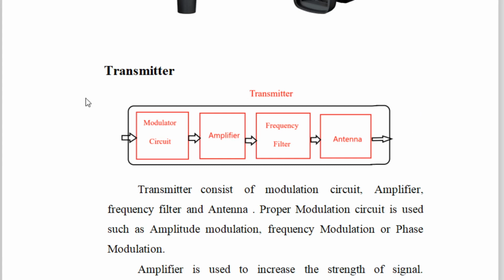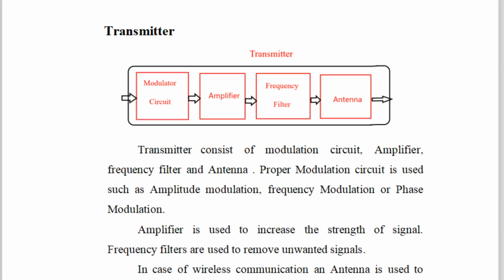And these are the four blocks in case of a transmitter. So first block in transmitter is a modulation circuit, second block is amplifier, third block is a frequency filter, and last block is antenna. Antenna is required if you want to transmit the information by using electromagnetic waves. So antenna converts an electrical signal into electromagnetic waves, and converse is also true. Antenna also converts electromagnetic waves into an electric signal. So in the receiving end, you will observe this antenna at the first location, because first of all we have to catch the electromagnetic waves.